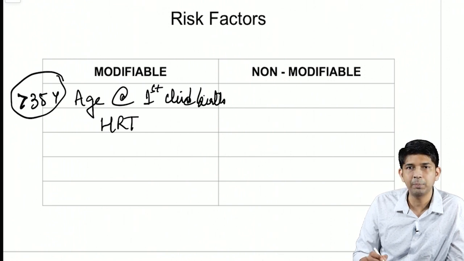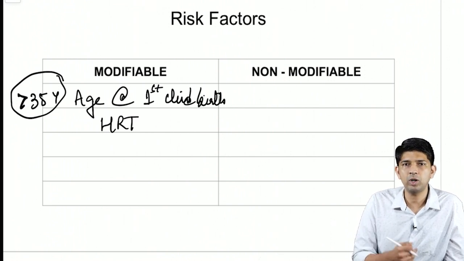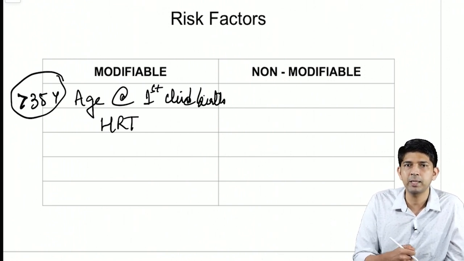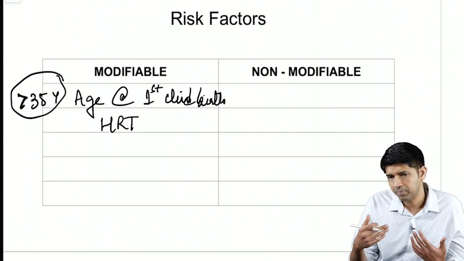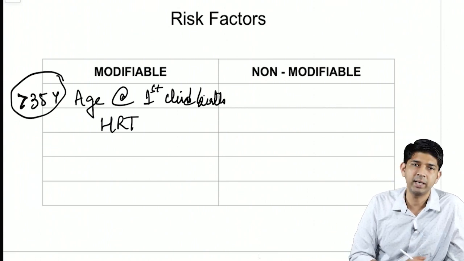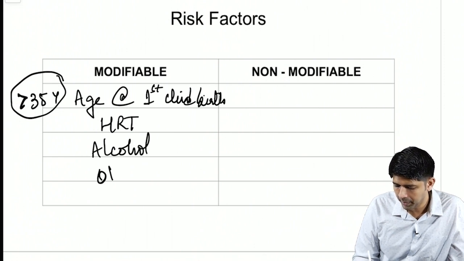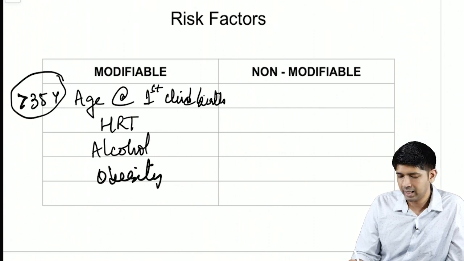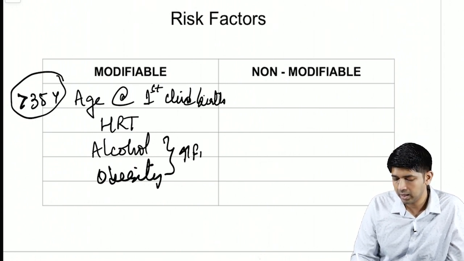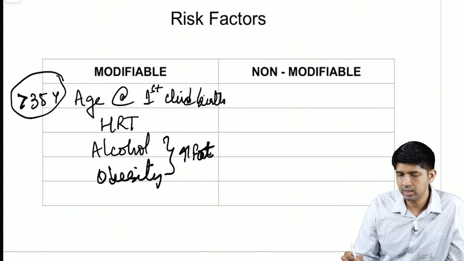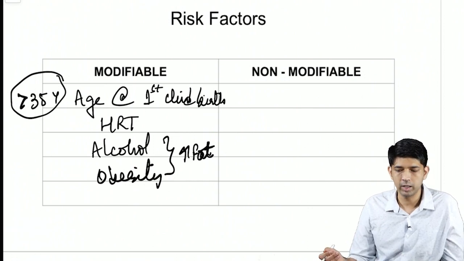Hormone replacement therapy. Like we just discussed, it is up to the doctor and the patient whether they need hormonal replacement therapy or whether they're just going to find some alternatives to it. Next is alcohol, obesity. Okay, now again, alcohol and obesity can increase the fat content in the body, and this is something that is under your control and whether you want to avoid it or not.